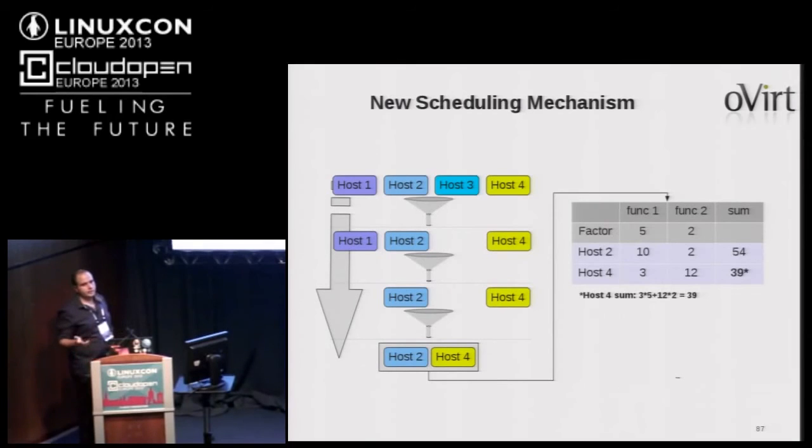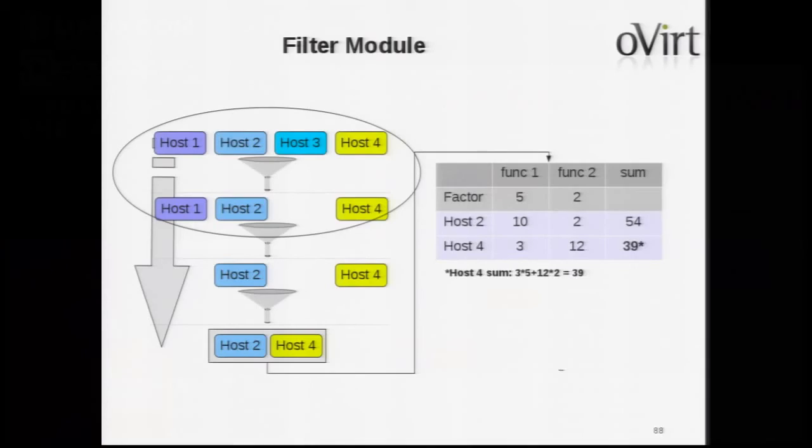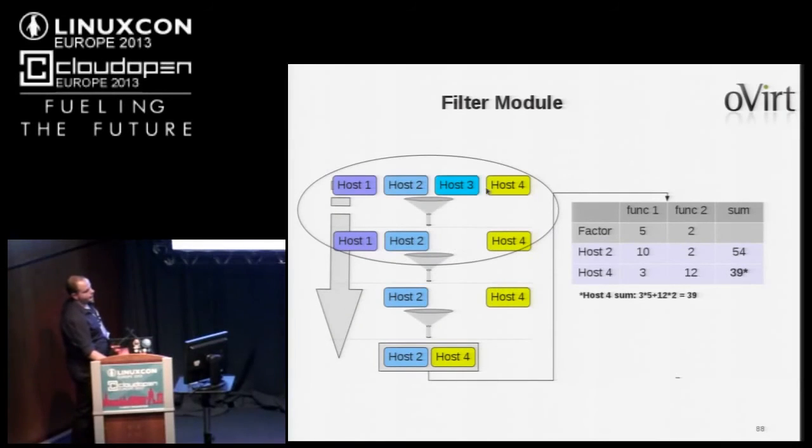The new scheduling mechanism, again introduced in oVirt 3.3, gives you a way to do that through several mechanisms. One of them is a filter module. As you see in the slide, a filter module allows you to filter out hosts that you don't want the VM to run on, for one reason or another. For example, I started with 4 hosts. The first filter filtered out host number 3, and the second one filtered out host number 1 as well. So I was left with 2 hosts that are available to run my VM.